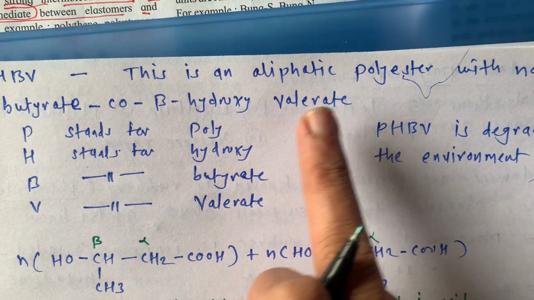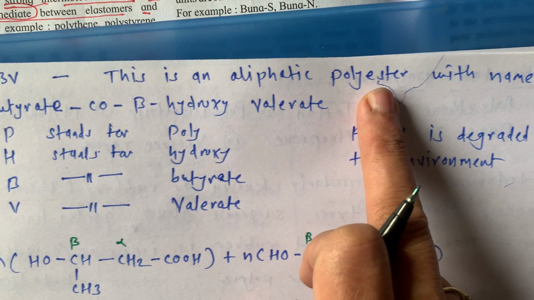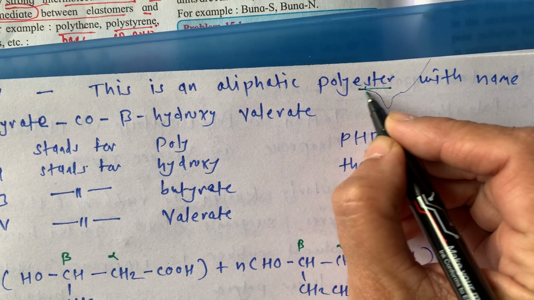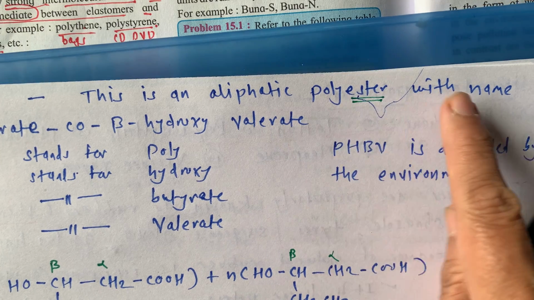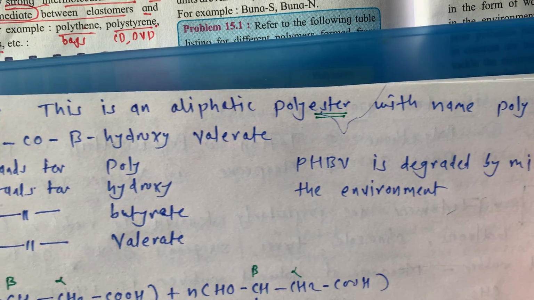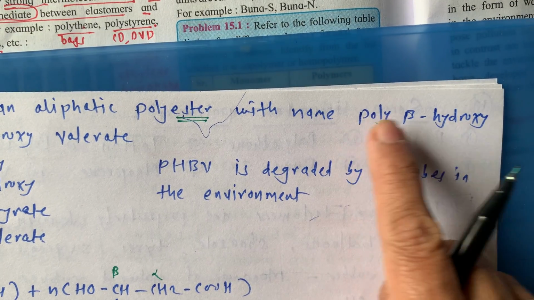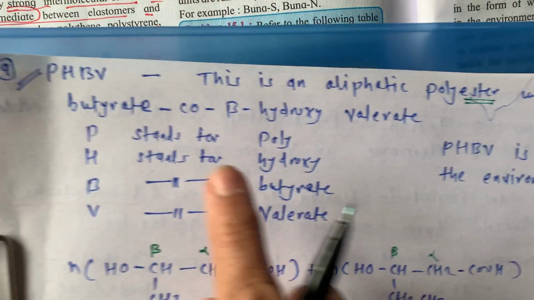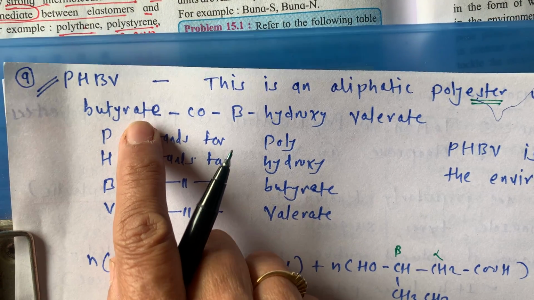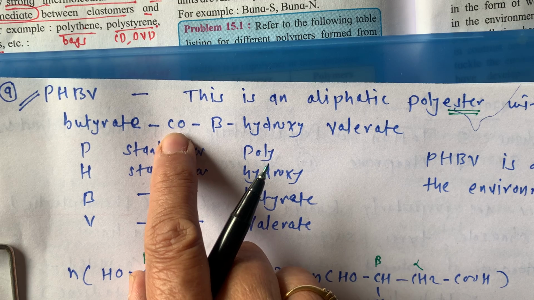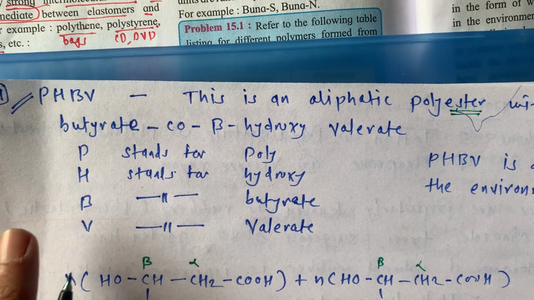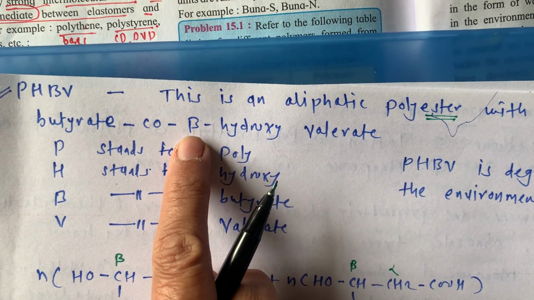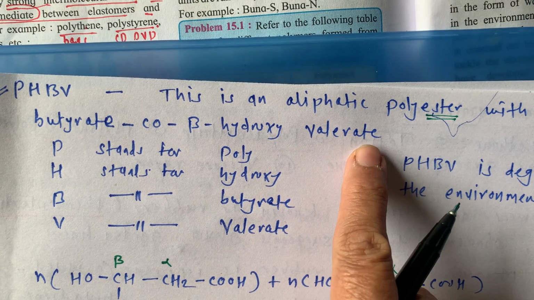This is an aliphatic polyester. What is this? Ester, polyester with the name poly-beta-hydroxybutyrate, C double bond O linkage is there. Then again beta-hydroxyvalerate.